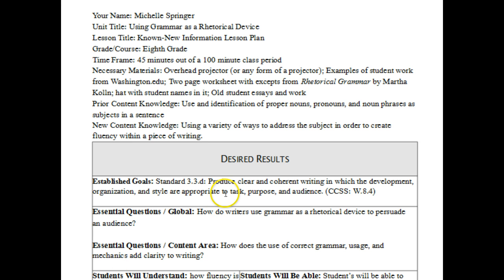So just beautiful. All right, so the standard that you chose, working with 8th grade: produce clear and coherent writing with organization and style appropriate to the task.